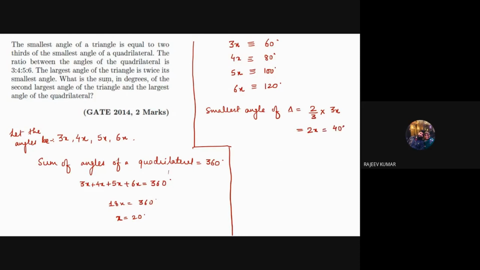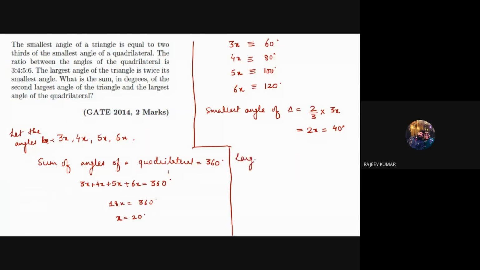Now what you are supposed to find out is the sum of the second largest angle of the triangle and the largest angle of the quadrilateral. Okay, just 1 minute. Is there any data missing? Okay, yes, it is given. The largest angle of the triangle is twice its smallest angle. So the largest angle will become twice the smallest angle of the triangle we have obtained.